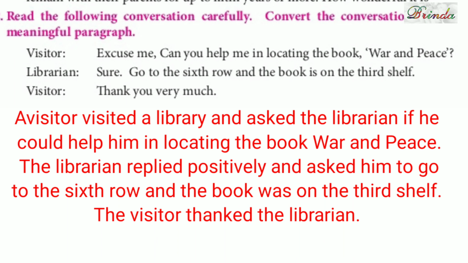If you write it in a paragraph manner: a visitor visited a library and asked the librarian if he could help him in locating the book War and Peace. The librarian replied positively and asked him to go to the 6th row and search for the book on the 3rd shelf. The book was on the 3rd shelf. To this, the visitor thanked the librarian. Okay, he thanked him. That's all. Very much தேவையில்ல. Fine children.